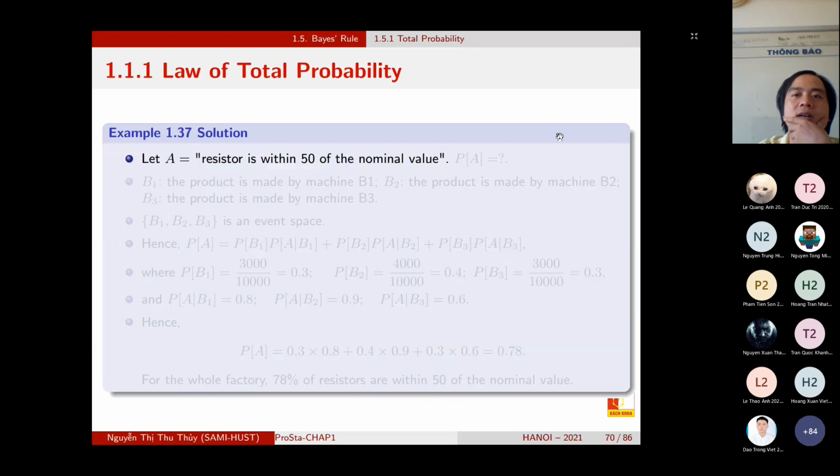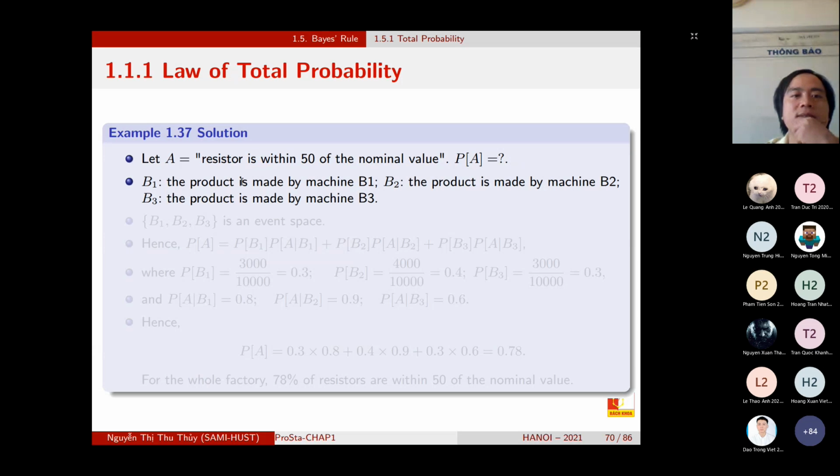To make it more clear, we denote A, the resistor passes the test. So we need to compute P(A). The resistor is within 15 of the nominal value, that means it passes the test. B1 is what I said before: the product is made by machine 1. B2 is the product made by machine 2, and B3 the product made by machine 3.